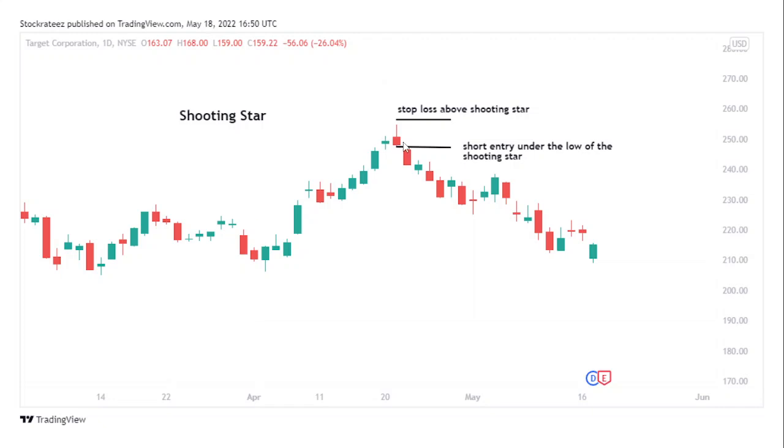Here we've got a shooting star, and the shooting star is almost the opposite of a hammer. We've got a long upper wick. So basically turn the hammer upside down. If we've got a hammer right here, turn it upside down, what do we have? We've got a shooting star. So we go short under the low of the shooting star. And it just depends. Similar to hanging man, it can be used as a clue to maybe exit your long position. You don't always have to go short. And that's the beauty of reading candlesticks.